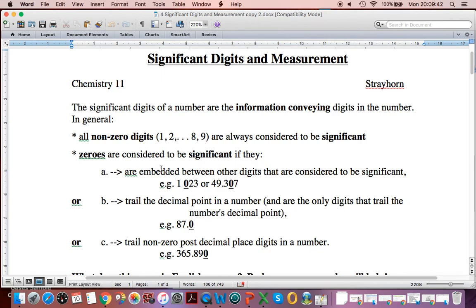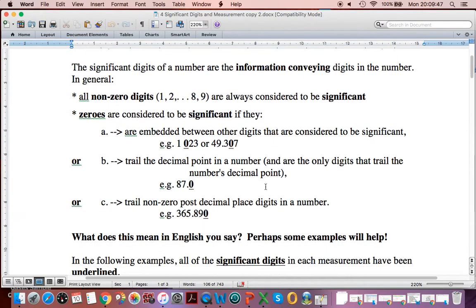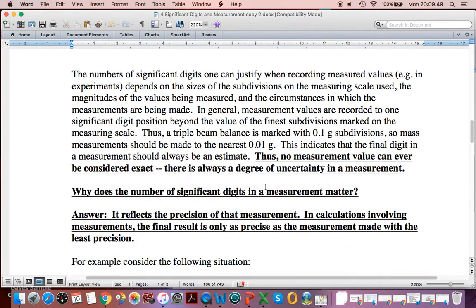Good day. Significant digits and measurement. This is the second part of it, so we're going to go to the back of the page or the next page. And here it simply goes and it talks quite a bit about the importance of significant digits.